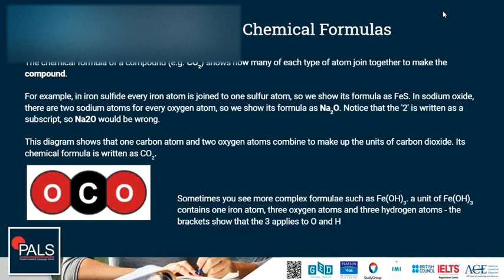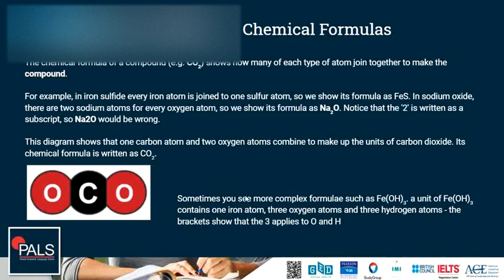Notice that the 2 is written as a subscript, a small number. So written in this way, Na2O with a big 2 would be wrong. In the chemical formula, if we have more than one atom of a type, we write it with a small subscript. Down here we see a diagram that shows one carbon atom and two oxygen atoms combined to make the unit of carbon dioxide. The chemical formula is CO2.